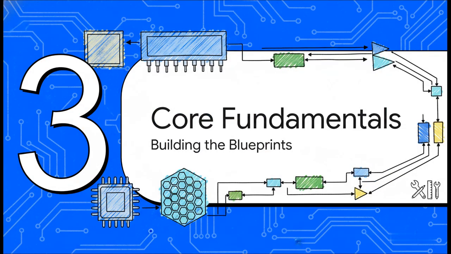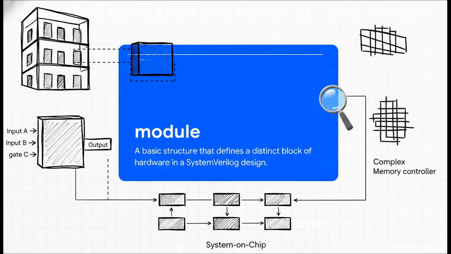Section 3. Core Design Fundamentals. Building the blueprints. Let's break down how this language constructs physical hardware step by step. Think of it like a giant puzzle. Just like a building has rooms, a SystemVerilog design is built using modules. A module is basically the absolute fundamental structure in the language, representing a specific, distinct block of hardware. You can picture it as a black box with inputs and outputs. Inside that box, you define the behavior, whether that happens to be a simple logic gate or a hugely complex memory controller. Then you wire these modules together to build an entire system on chip.